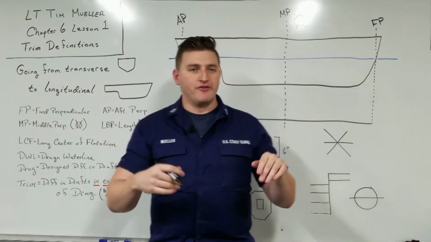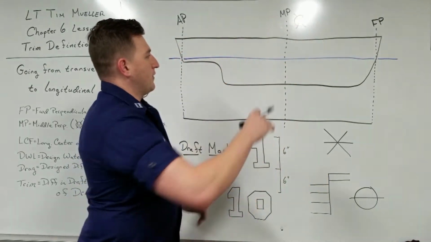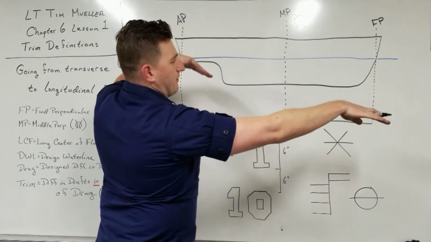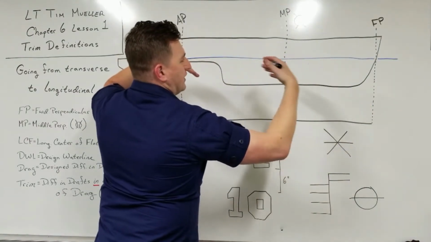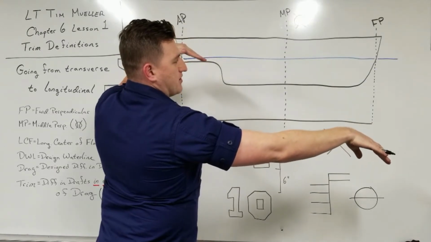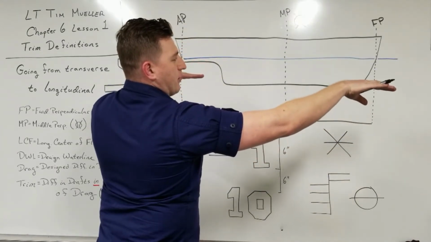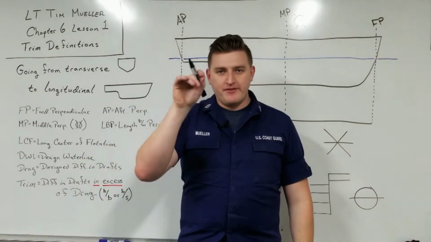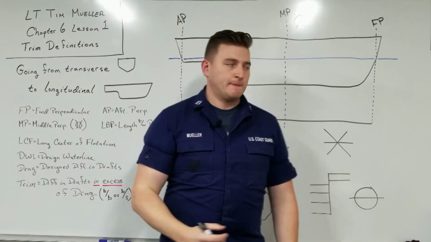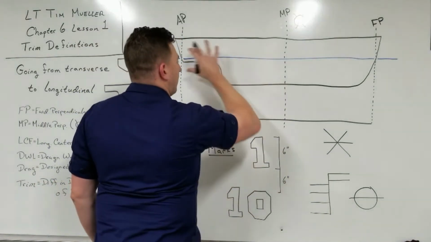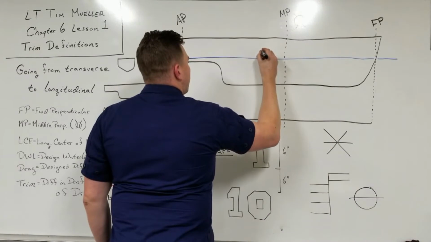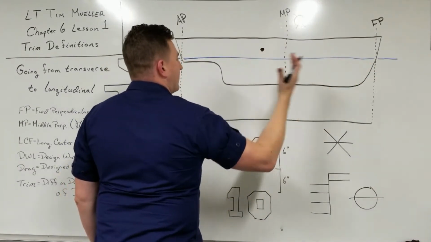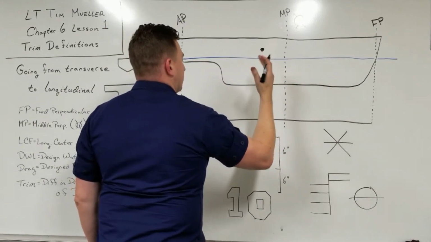Everything else, if we move, let's say we move weight forward, we would expect the forward part of the ship to go deeper and then our aft part to come up. If we shift weight aft, we would expect the aft part of the boat to start sinking deeper and the forward part of the boat to become shallower. That LCF is going to be that pivot point if we think of the boat as a seesaw. So the LCF on this type of a diagram, we're going to show as just a point. And it only matters how far it is aft of the middle perpendicular.